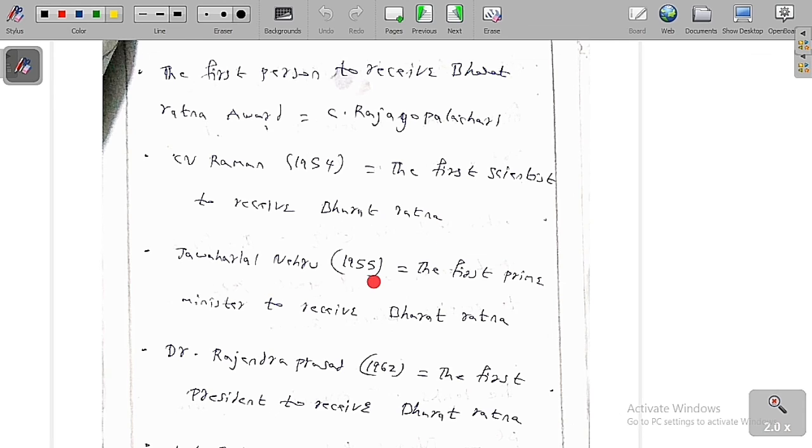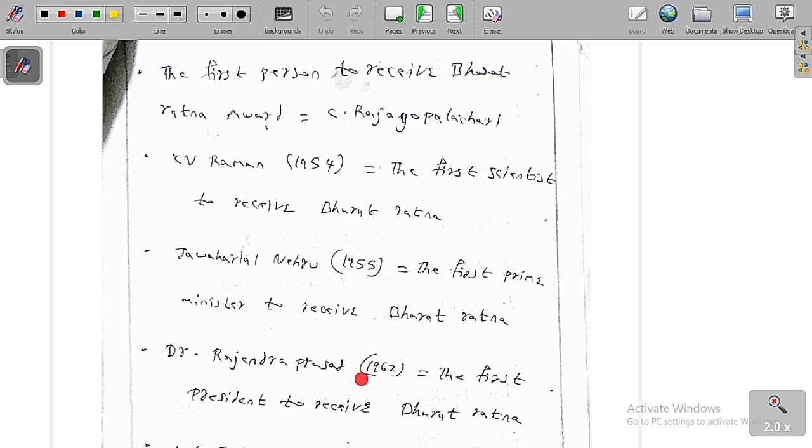And Jawaharlal Nehru, in 1955, was the first prime minister to receive the Bharat Ratna. So if we ask who is the first prime minister to receive the Bharat Ratna, he is Jawaharlal Nehru, who received it in the year 1955.